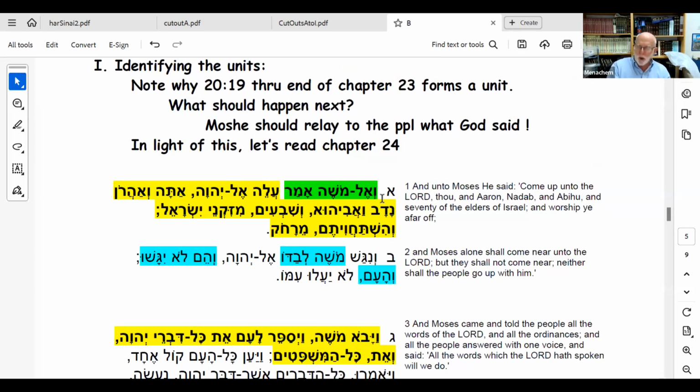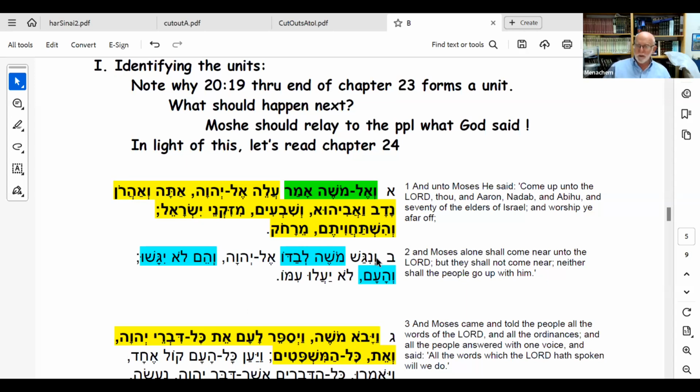But Moshe had been told by God, come up to the mountain, come up to God, which means come up to the mountain, Alei Hashem. Ata, Aaron, Nadav, Avihu, v'shivim Yisrael, v'hishtachavitem me'rachok. God invited Moshe and a leadership group to come up the mountain and bow down from a distance.